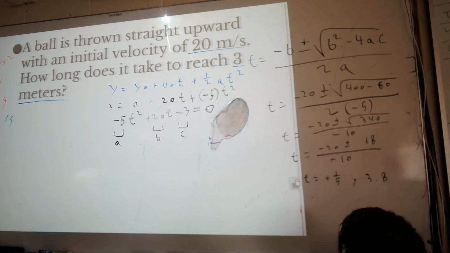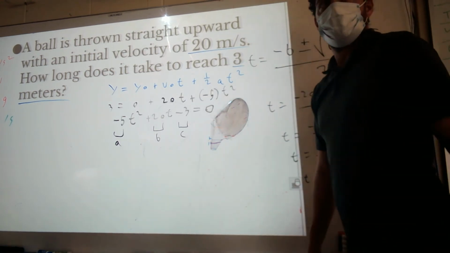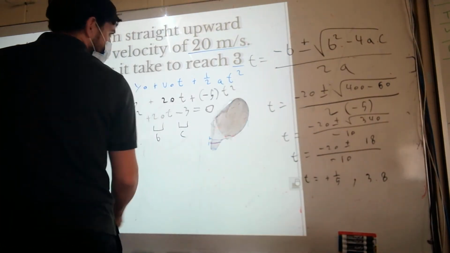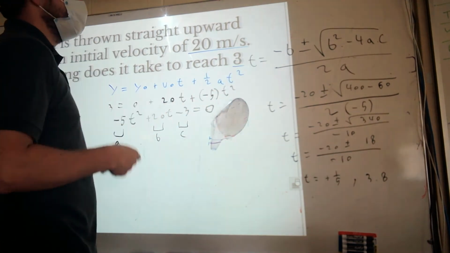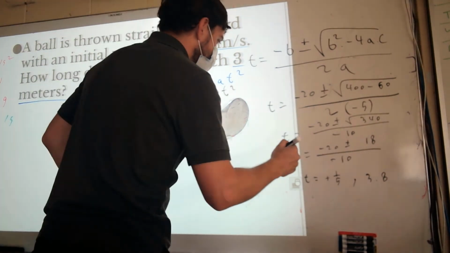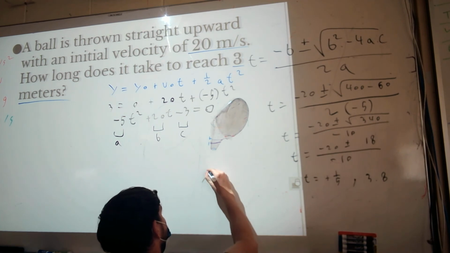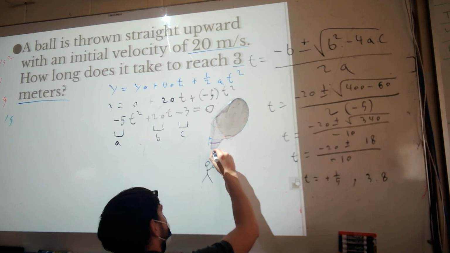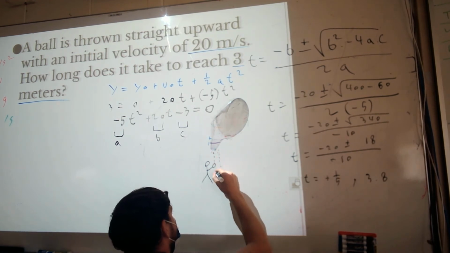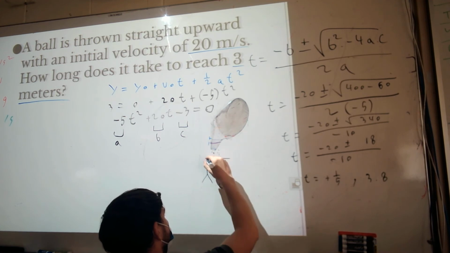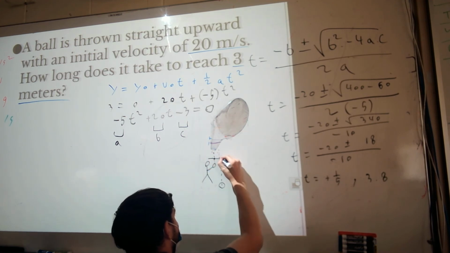Right? So there are two answers, which should make sense. If you throw something up and you're starting at a height, let's say you're standing here, this is you. You throw it up, it reaches some height, then it goes back down. If you say this is 3 meters, then it reaches this point twice.